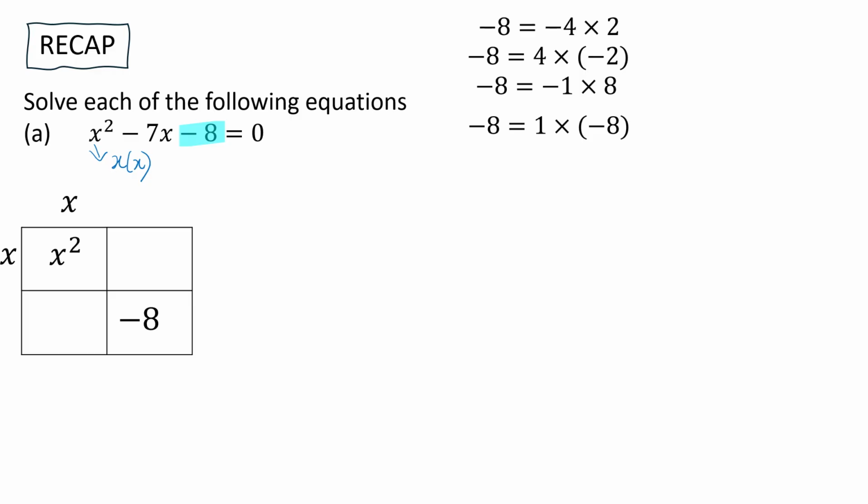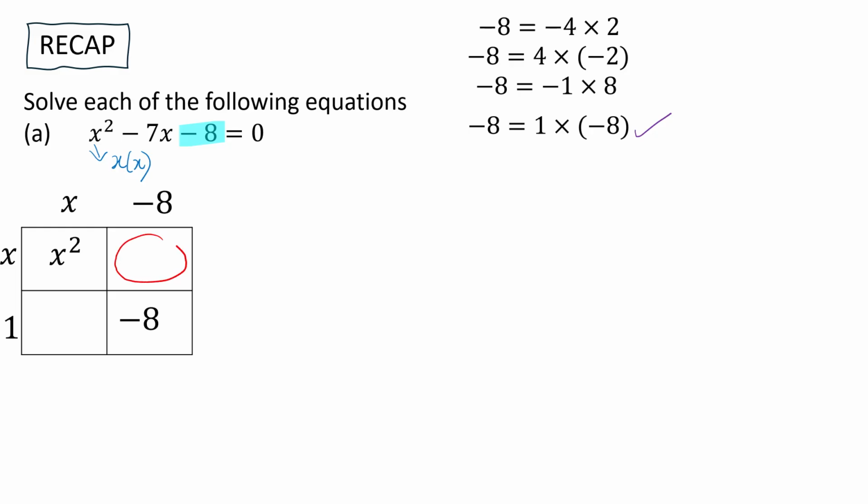Right, and then the next step now is we need to fill in the different possibilities for negative 8. So negative 8 can be negative 4 times 2, or it can be 4 times bracket negative 2, or negative 1 times 8. So I'm using the fourth choice first, where I place 1 below the x and negative 8 beside the x.